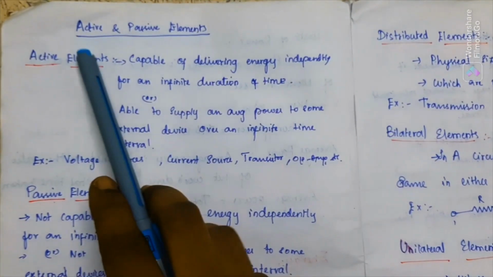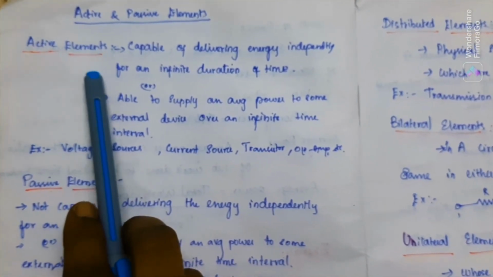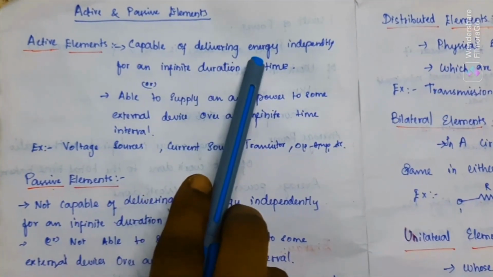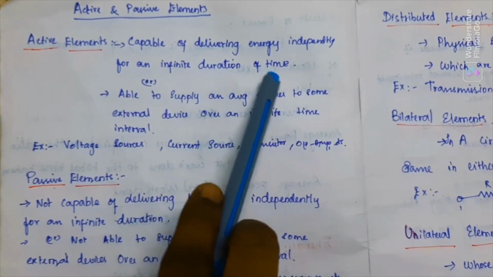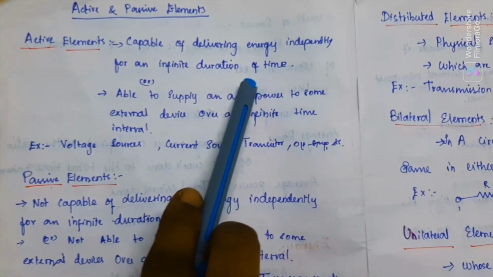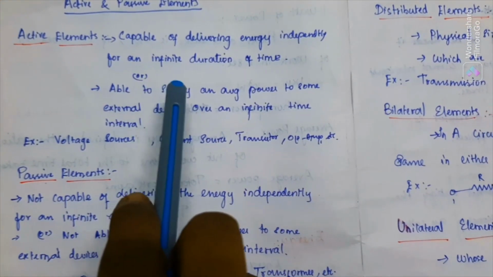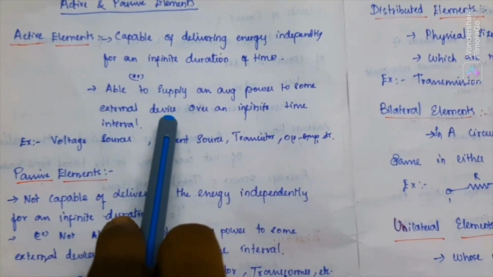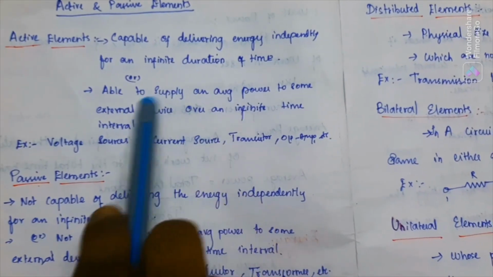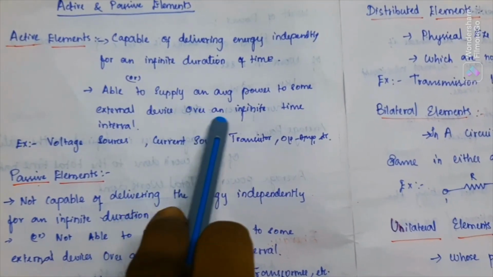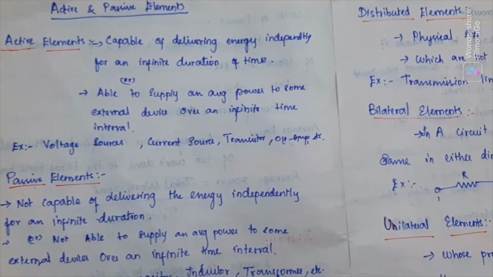Active and passive elements. Active elements are capable of delivering energy independently for an infinite duration of time. That means a source can deliver energy independently for an infinite time interval, so it can supply energy to some external device over an infinite time interval. That is called active elements.